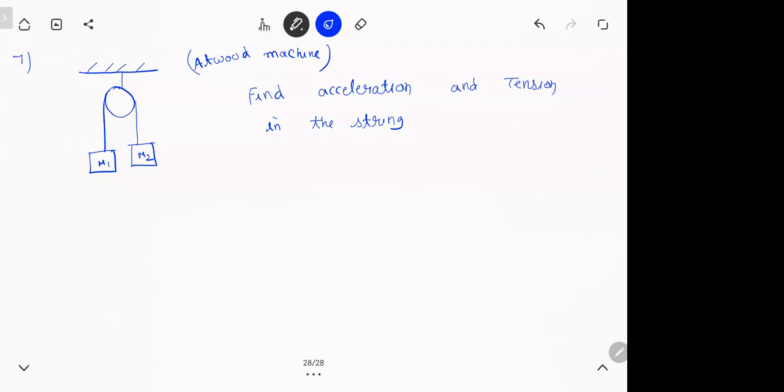Same steps. Draw the free body diagram. Accelerations are easy here. One is going up, one is going down. Then write the equations and solve. Give it a try.